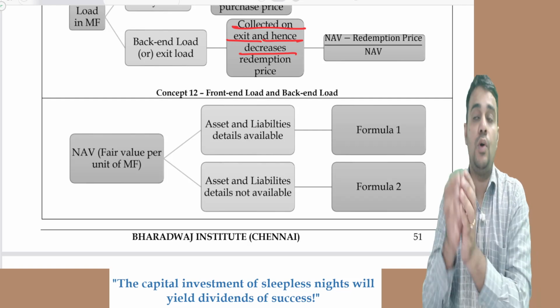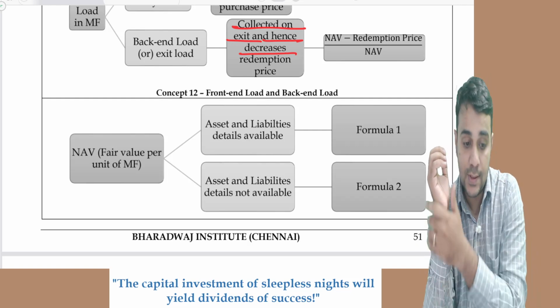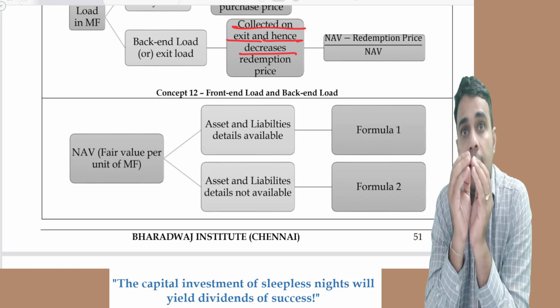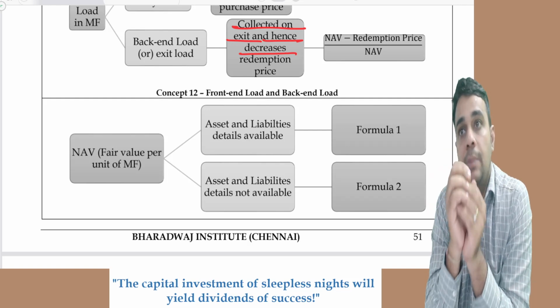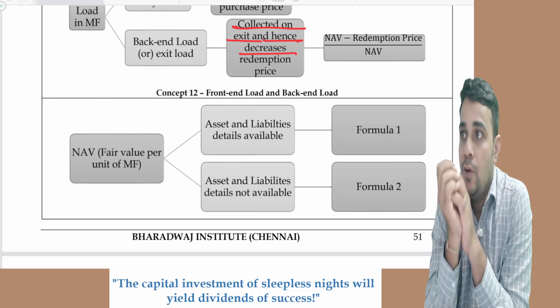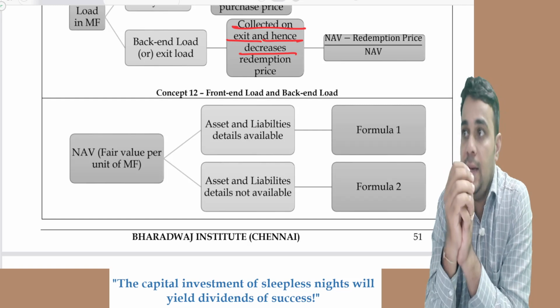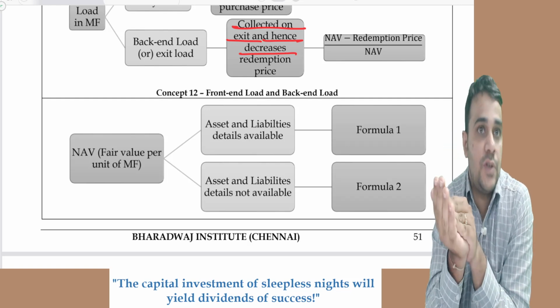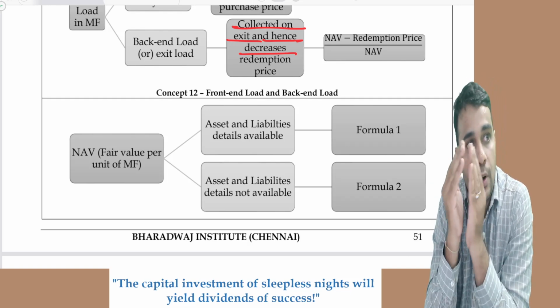Okay, I move to the next segment of the analysis, which is on NAV. What is NAV? For a share, we have something called a share price. For a mutual fund, we have NAV, net asset value. In a share, we have number of shares. In a mutual fund, we have number of units.